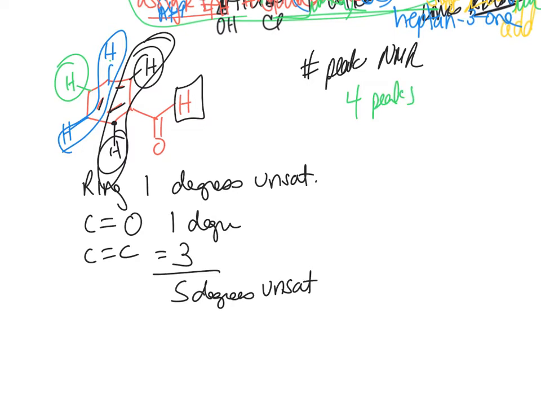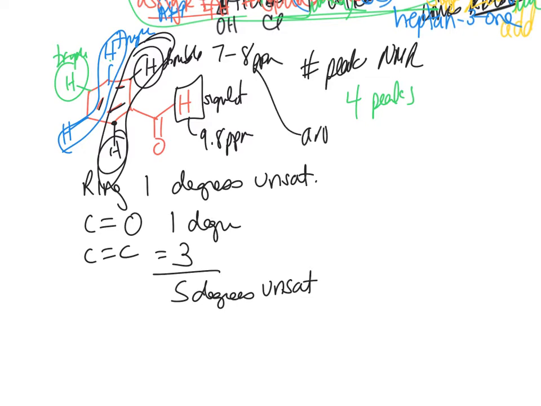This would be a triplet. This would be a triplet. This would be a doublet. This would be a singlet. This should show up about 9.8 ppm. The others would show up between 7 and 8 ppm because they are aromatic.